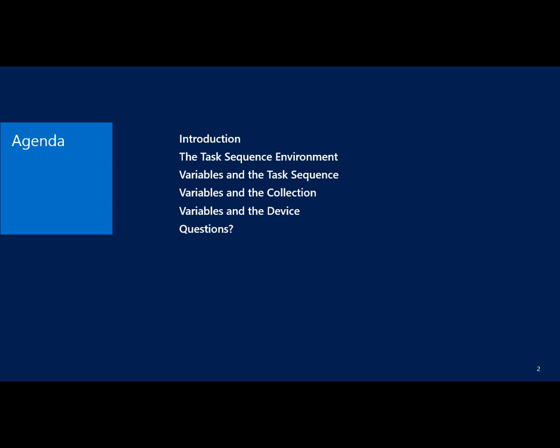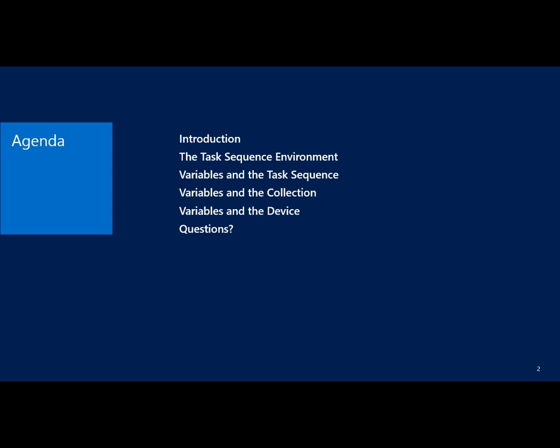So I want to spend a little bit of time. This session won't be as long, maybe half an hour or so. Some of the other sessions have been a little bit longer, but I thought it important to walk through some of the ways that we can work with task sequence variables in the task sequence itself, externally, and so on. And that's what I want to do in this session.